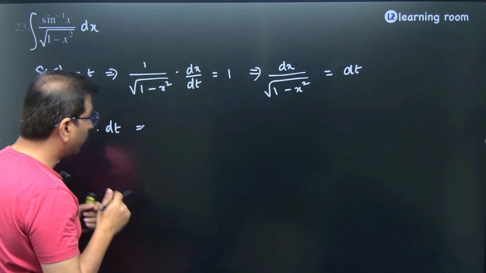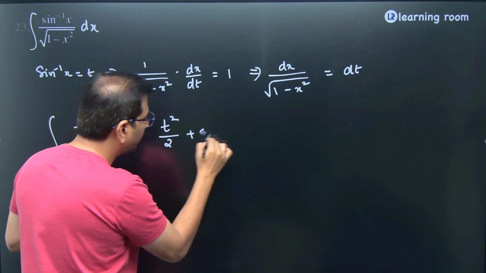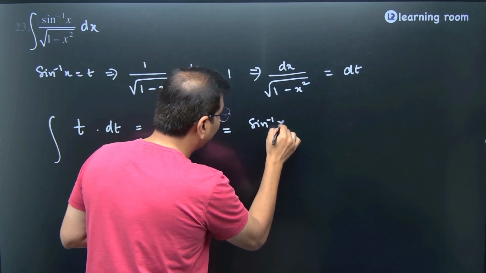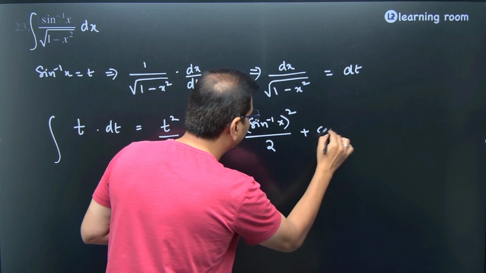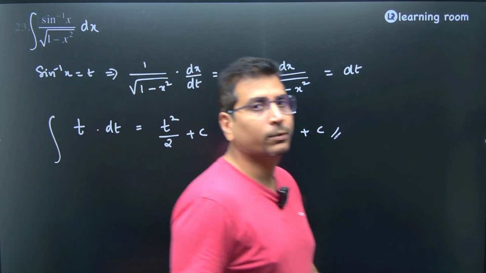So this will be equal to the integral of t dt, which is t square by 2 plus c. So this will also be equal to sin inverse x the whole square divided by 2 plus c. So this is the final answer, sin inverse x the whole square divided by 2 plus c.